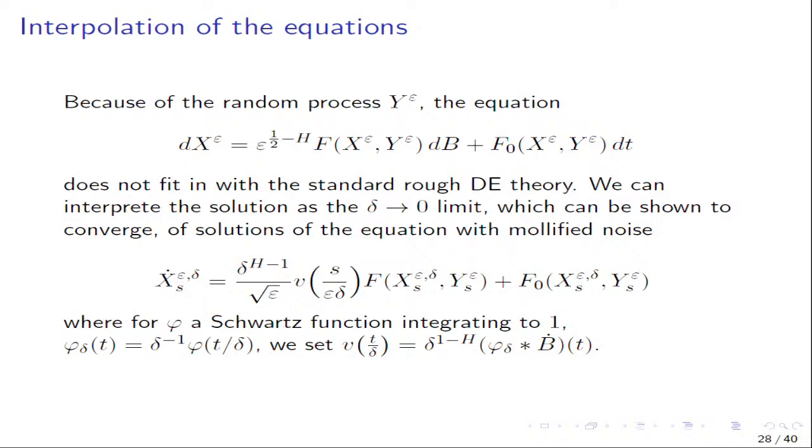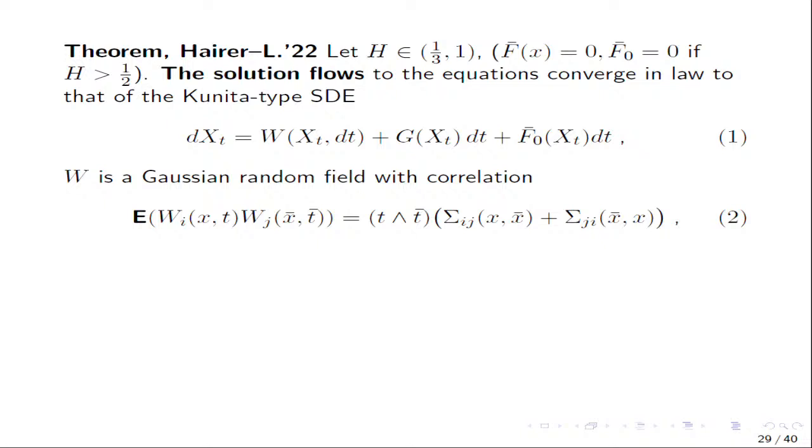And this equation itself is not easy to interpret because of the randomness here. What we do is approximate the b by a mollifier. So that's the equation after modification. And we take delta to 0, then epsilon to 0. And that's what we're looking at. So this is the theorem for h between a third and 1. And this theorem says the equation we just talked about would converge to this SDE, a Kunita type SDE.